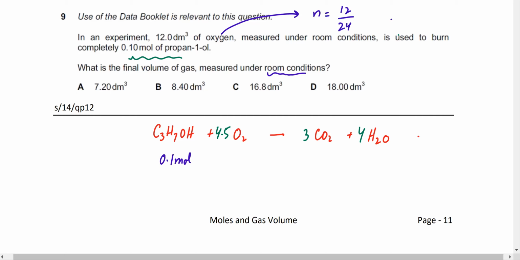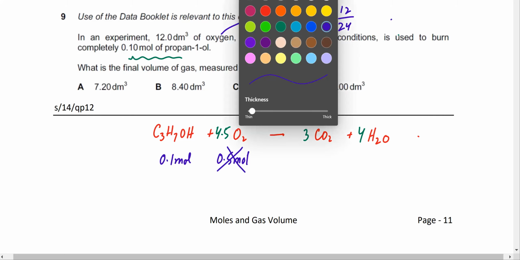That's going to be 0.5 moles. So you've got 0.5 moles, right? Which one is in excess? So it's a limiting and excess reactant question. One way to figure out which one is in excess is by dividing the moles by their ratio. 0.1 divided by 1, 0.5 divided by 4.5, and the number that is bigger in size, that's the one that's in excess, which is 0.5. That's the one that's in excess.